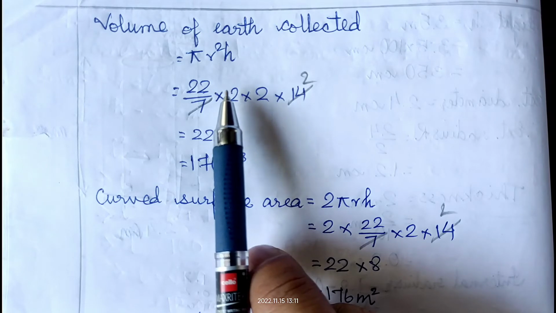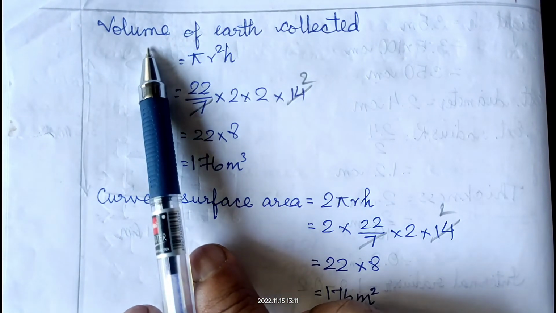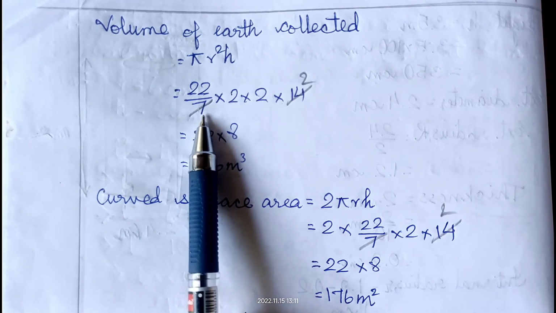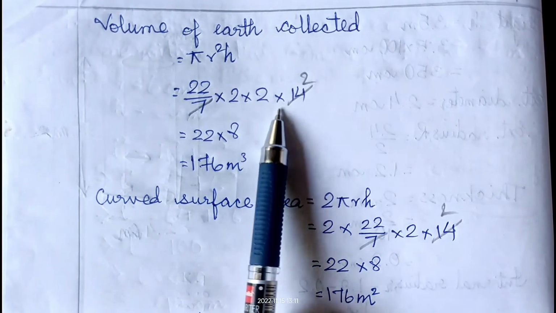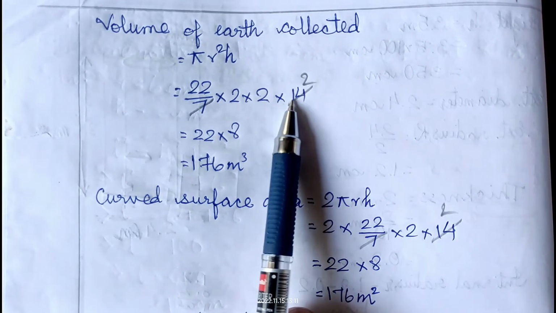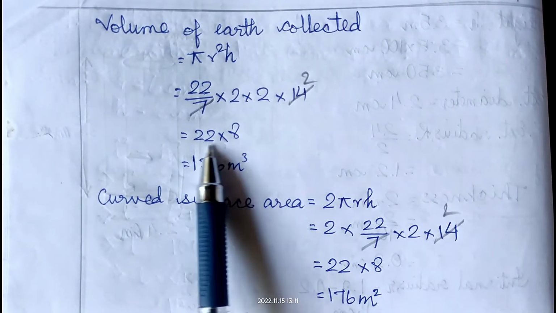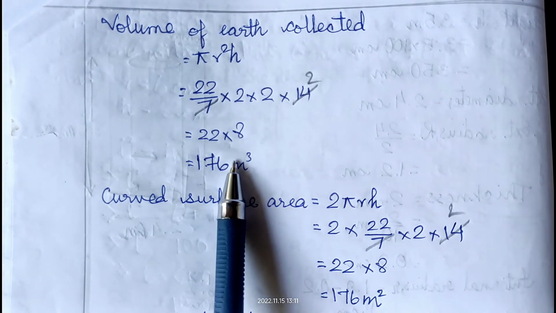If you want to calculate how much of earth is collected by digging, then we have to calculate its volume. Volume of cylinder formula is pi r square h. Pi 22 by 7. Radius already calculated 2. So it will be 2 into 2. Height is 14. 7 2s are 14. So 22 into 2 2s are 4, 4 2s are 8. If I multiply, 176 meter cube. So this much of volume of earth is collected while digging.